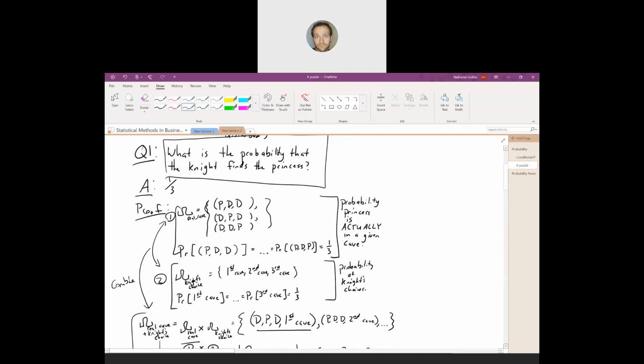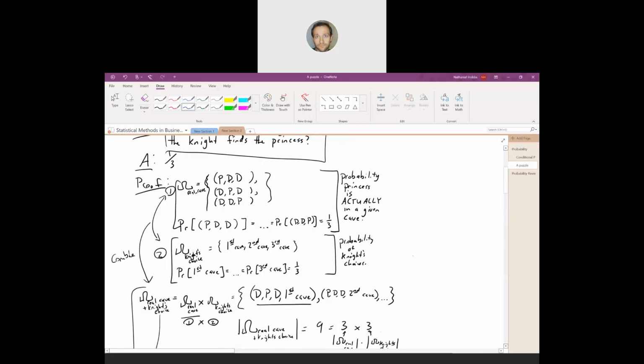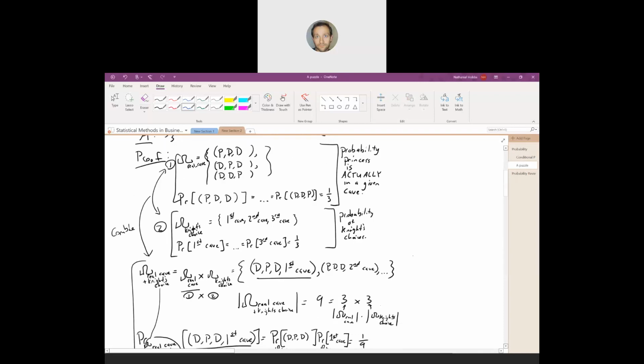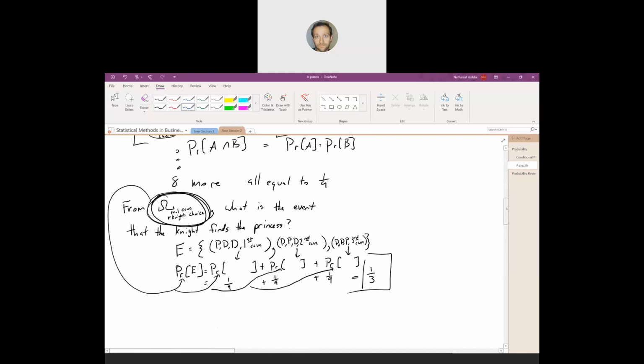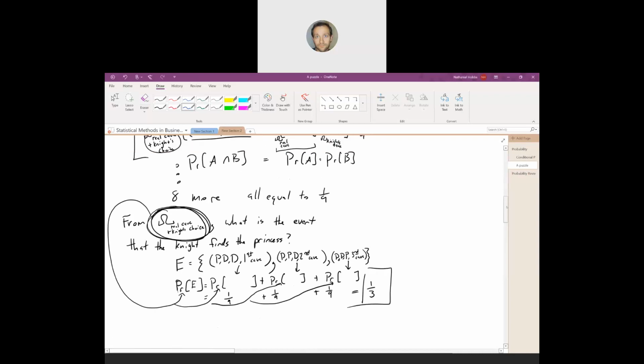So taking a word problem, thinking about what it means probabilistically, and really building up to creating this joint probability space of where the princess is, the choices that the knight can make, and in the end, verifying that the probability that the knight does find the princess is indeed 1/3.